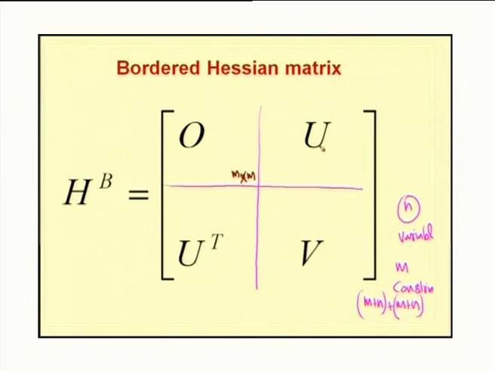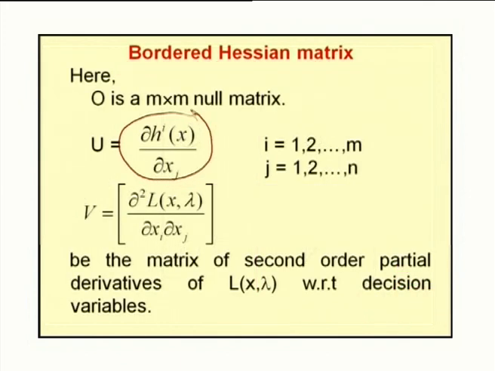The next block is U. What is U? U is partial derivative of the constraints with respect to x j. If we take a first constraint as h 1, then dou h 1 of x by dou x j is the first row of the matrix U. Then dou h 2 of x by dou x j is the second row of the matrix U. So, U is partial derivative of the constraint with respect to the decision variable.